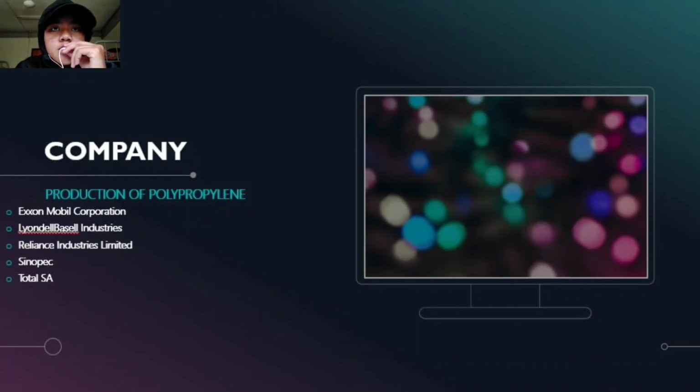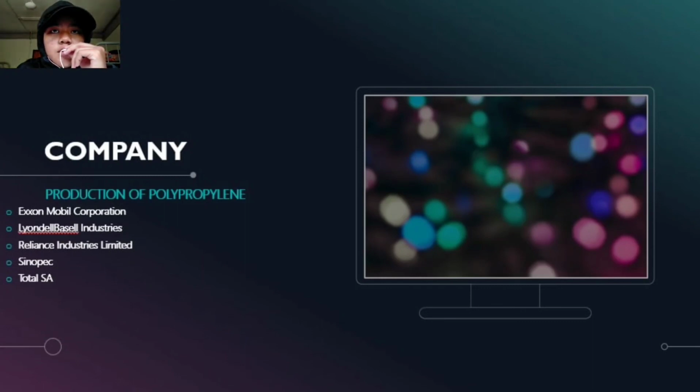Okay, we proceed to the example of company that produce the polypropylene. The polypropylene industry is consolidated and dominated by the APAC region. The combination of factors such as demographic condition, economic performance, and environmental regulation has had a significant impact on the industry dynamic.